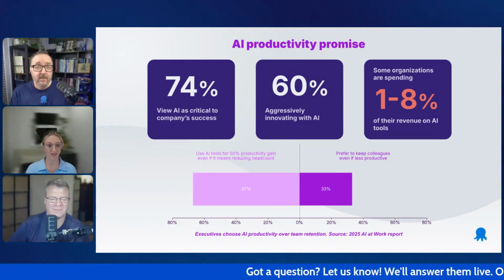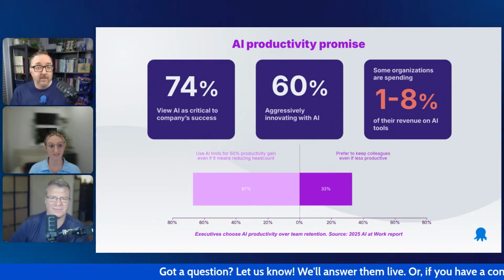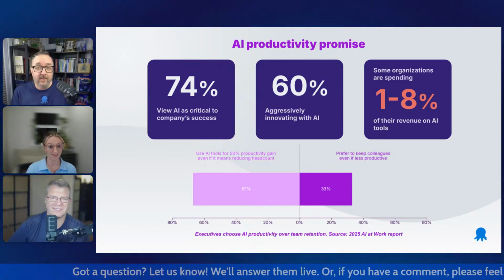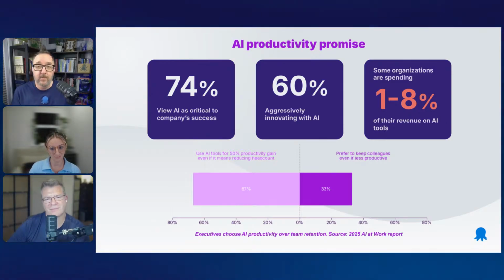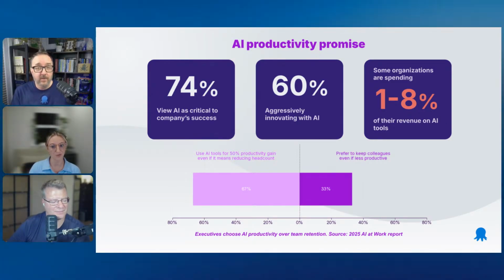Oh, that's a good point. I actually, I'm not sure, but in that podcast, 1 to 8% is almost the same as the budget of a marketing team. So I guess that's a little bit of a comparison there as to how much companies are spending on AI tools. And wow. Yeah, so that's a lot.